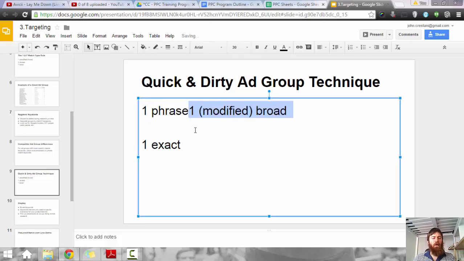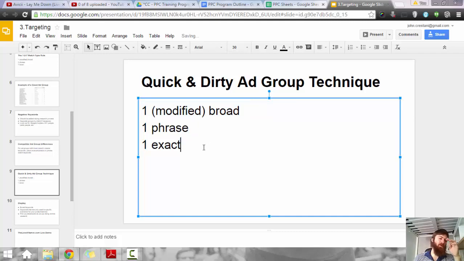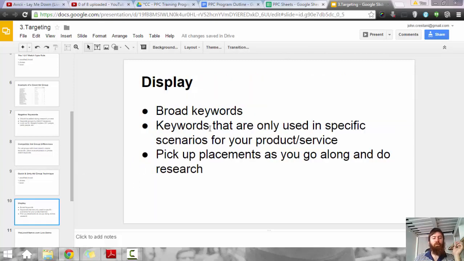I really just bring this up to demonstrate, if you just don't have a lot of time, the most important thing is knowing this modified broad, getting real good keywords to use as your modified broad, is really the key for everything.